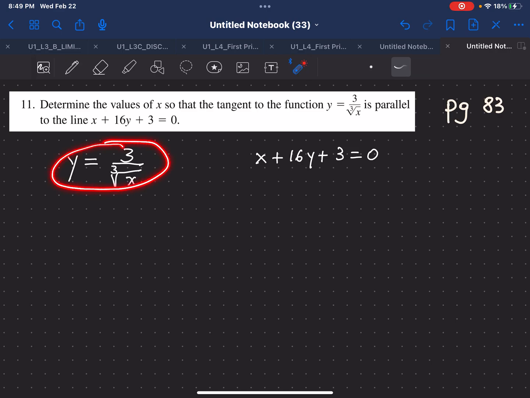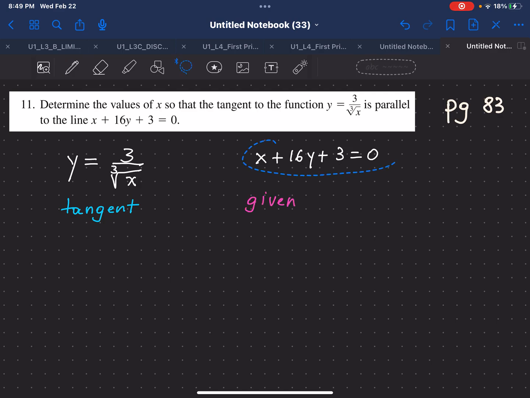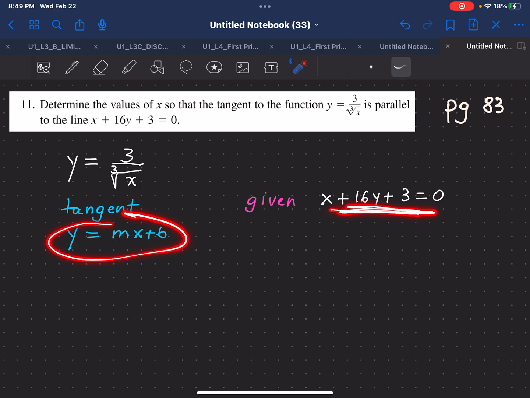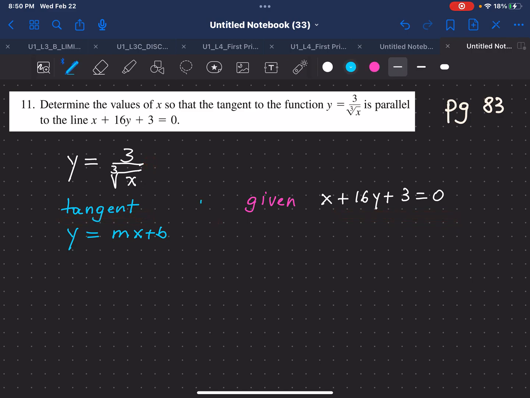So we are given this function and we want to find the tangent line that is parallel to this given line. So we're going to say that the tangent line that we're trying to find would be some line in the form y equals mx plus b. And what we want is for this tangent line to be parallel to this given line. So what would be the connection between the tangent to this function and the given line? When two lines are parallel to each other, it means that the two lines must have the same slope.